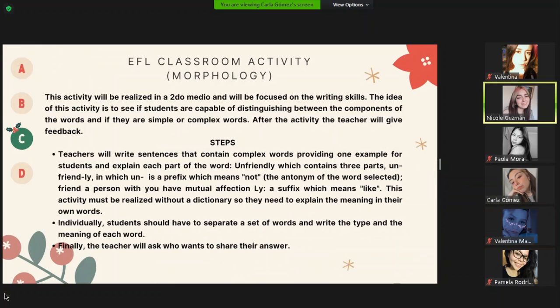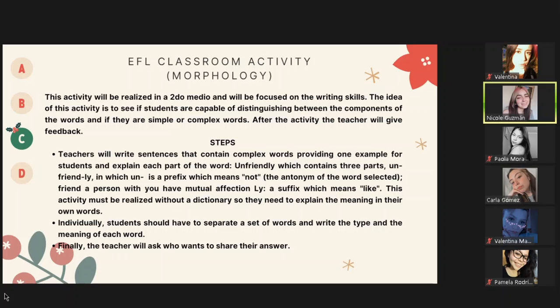This morphology activity will be carried out in a segundo medio class and will be focused on writing skills. The idea of this activity is to see if students are capable of distinguishing between the components of words and if they are simple or complex words. After the activity, the teacher will give feedback. The steps to follow are: first, the teacher will write sentences that contain complex words, providing one example for students and explaining each part of the word.